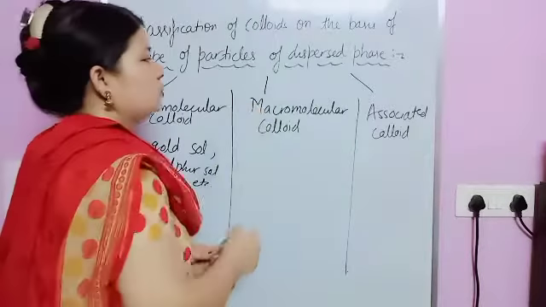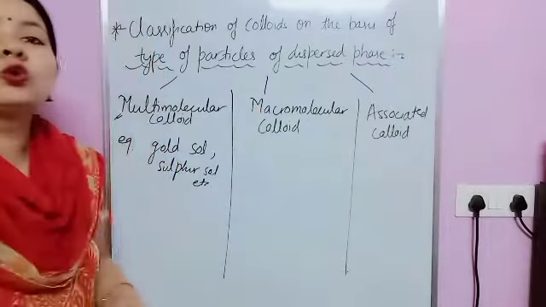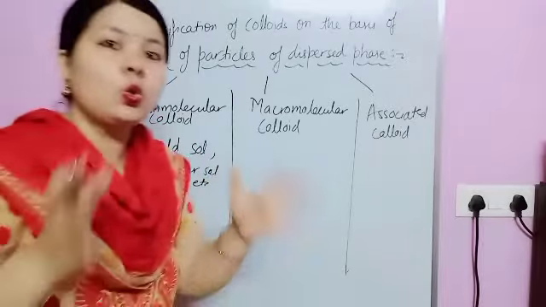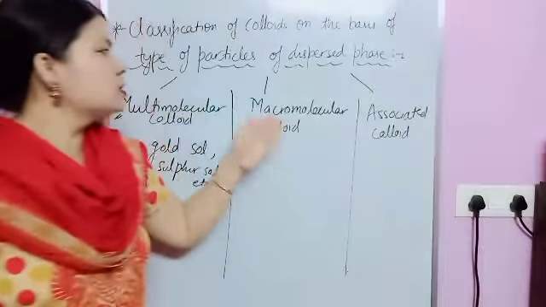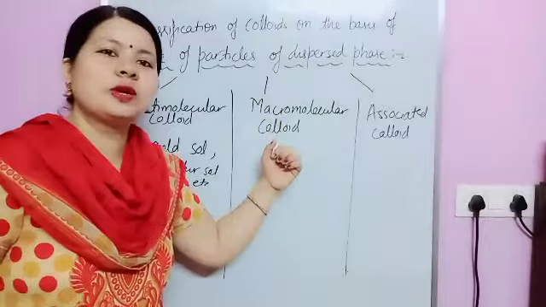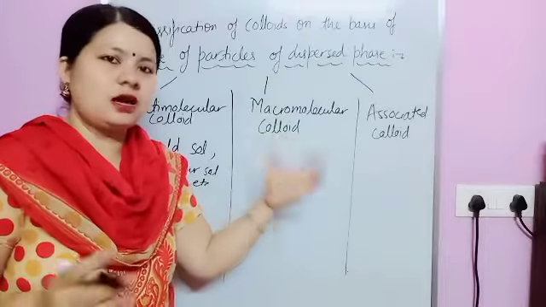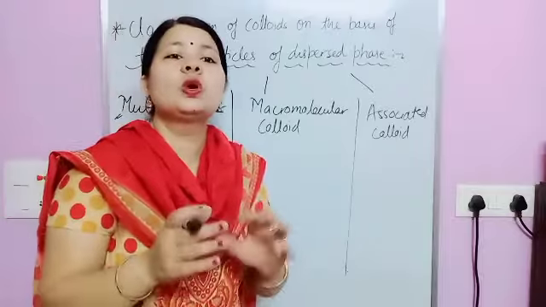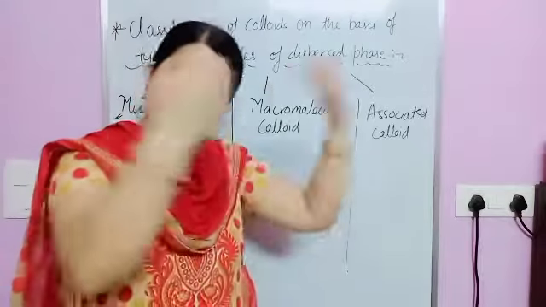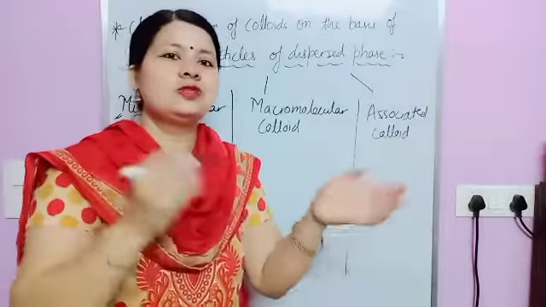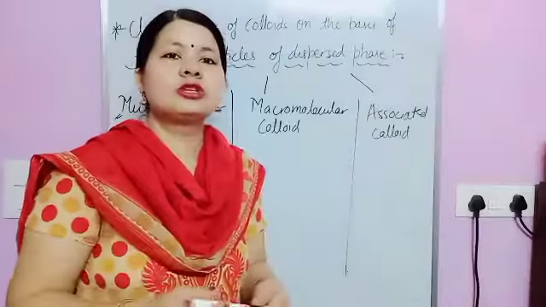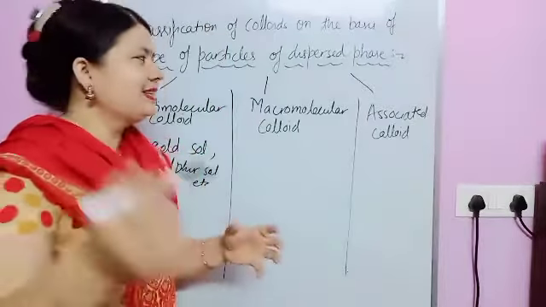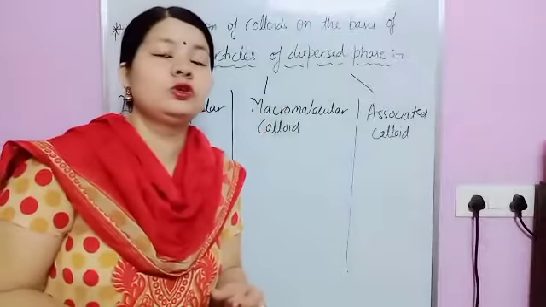Now another thing we have is macromolecular colloids. Macro means bada, large. In case of macromolecular colloid, generally the particle size is large. On dissolution, it dissociates into colloidal size particles. Before dissolution the size was large, but after dissolution it dissociates into colloidal size particles, and that is known as macromolecular colloid.